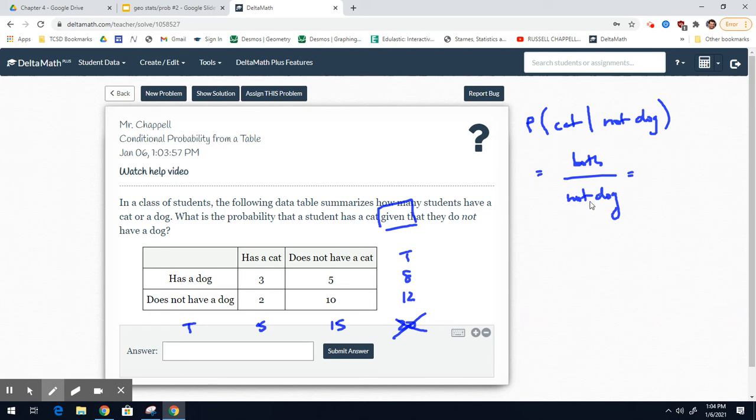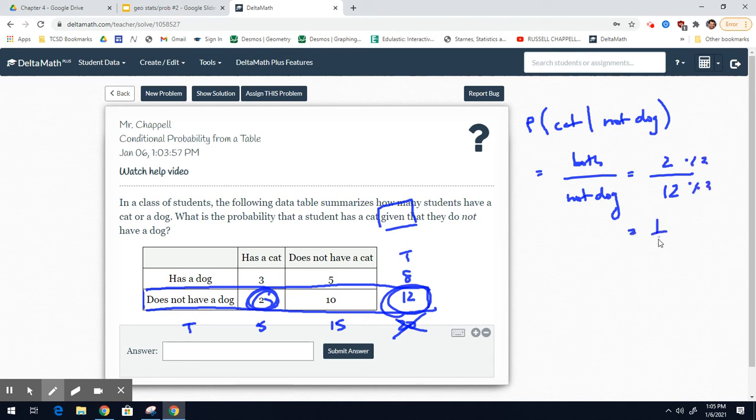So how many do not have a dog? Does not have a dog. That is this row in the table. 12 is your bottom number. And out of those 12, who also own a cat? 2 have a cat. Divide by 2, divide by 2. That is going to be 1/6. And that's the answer here.